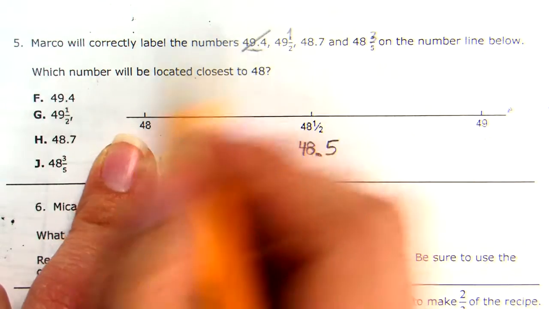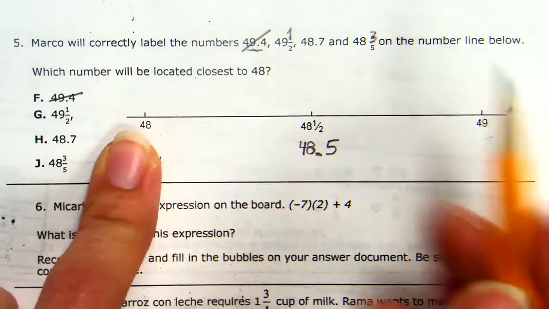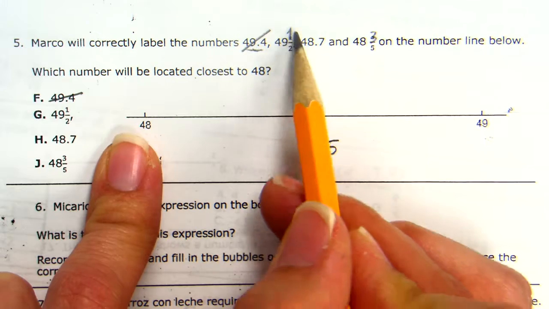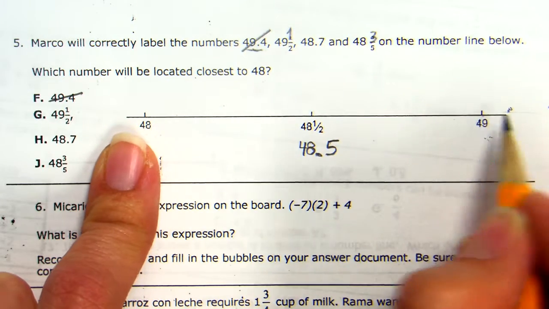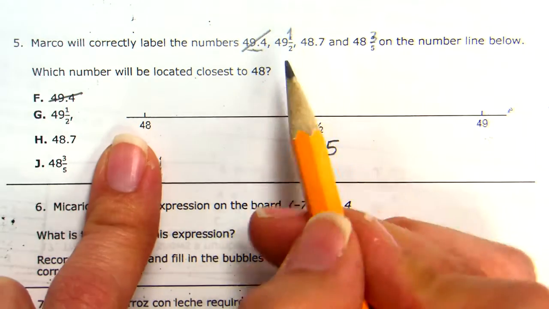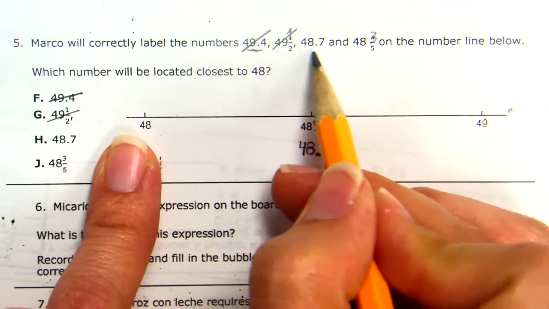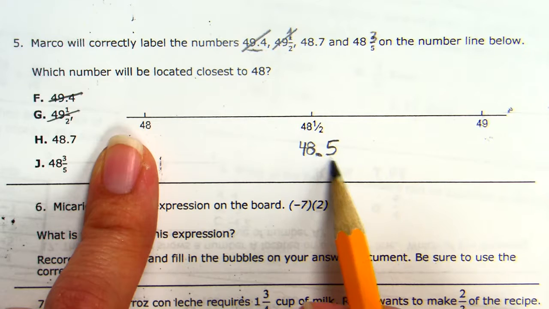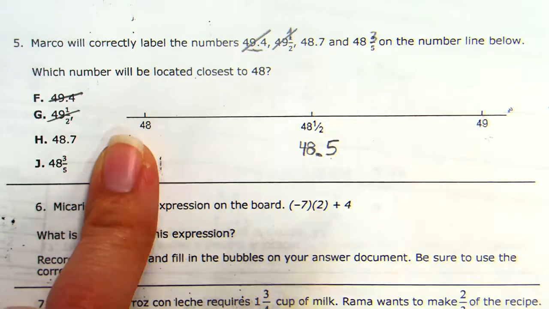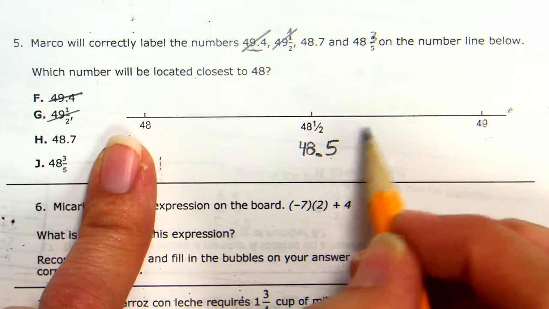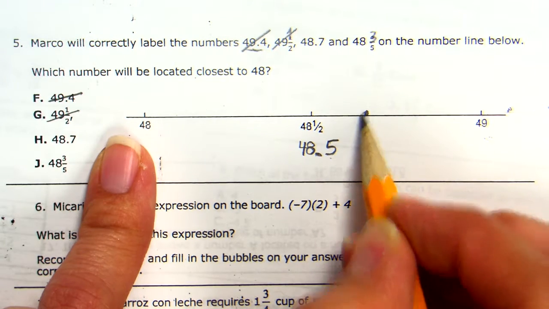So cross out this one, which is F. Next one, 49 and 1/2. Again, it's all the way to the right, okay? So cross out this one. 48.7 is greater than this one. Where would you locate the 48.7? A little bit more to the right, somewhere over there.